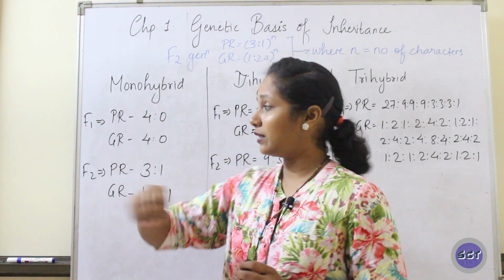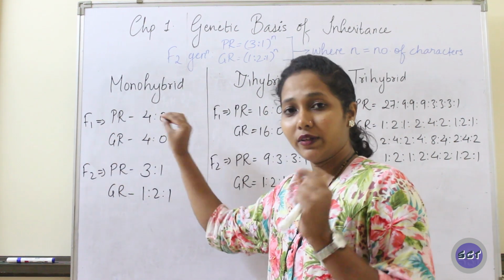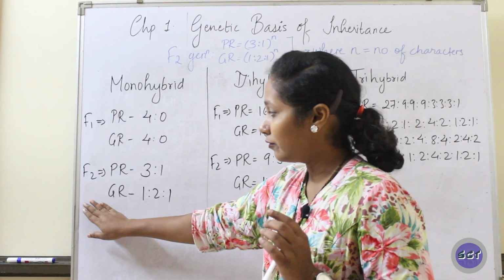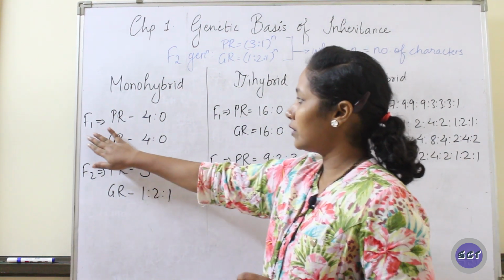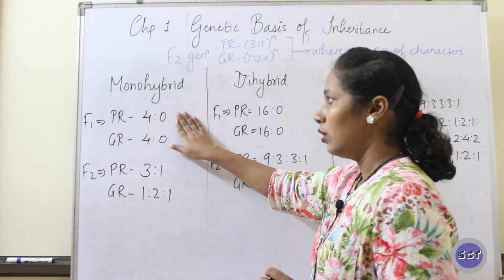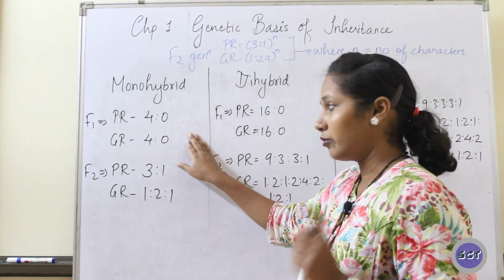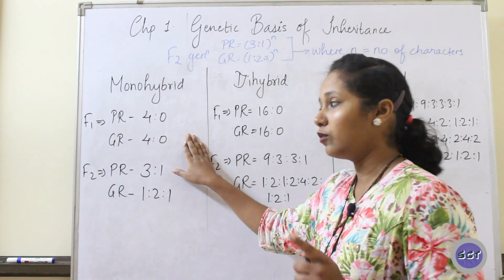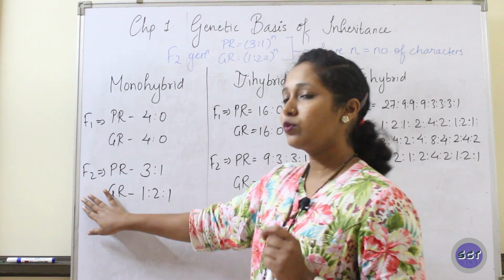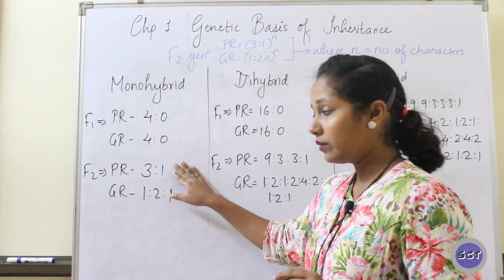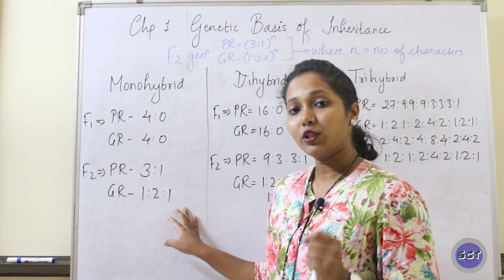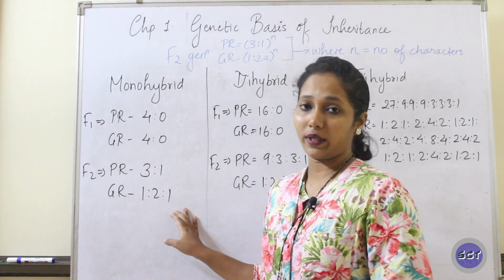But keep in mind, if the question asks about the F1 generation, then write only about F1. If they are asking about F2, then write about F2. So we have this phenotypic ratio 4:0. Genotypic ratio for F1 generation is also 4:0. In case of F2 generation in monohybrid crosses, your phenotypic ratio is 3:1, whereas your genotypic ratio is 1:2:1.